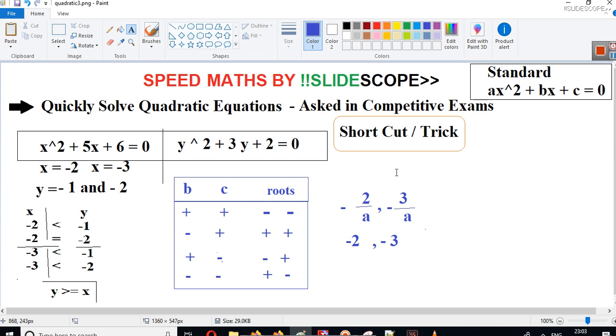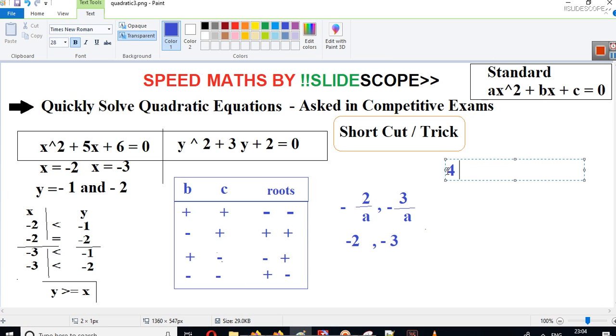I will take another example so that things can become a bit clearer to you. So we have an example here. Let's say 4x square minus 9x minus 9 is equal to 0. This is our quadratic equation. You can pause this video and analyze this equation. If you can find the factors in your mind, it's really good.